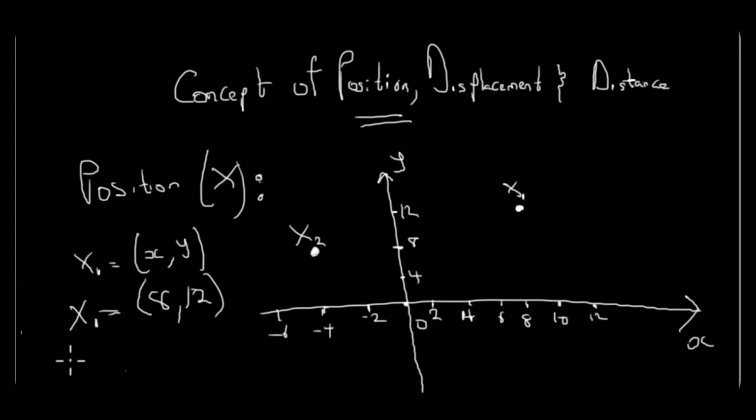All right, if you said x2 is located at, my x first, so this is -4, then this is 8, then you are actually right. The way of describing an object's location in a plane or in space is referred to as an ordered pair.